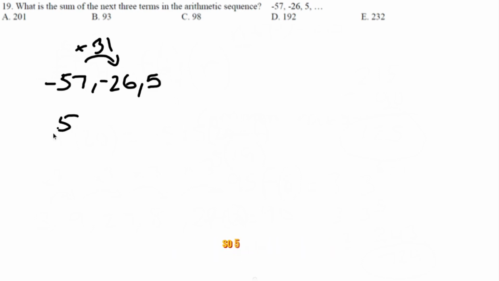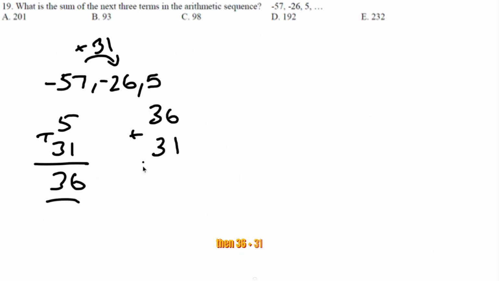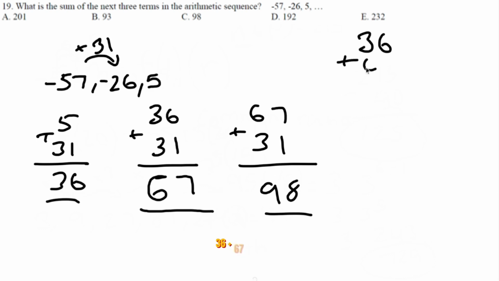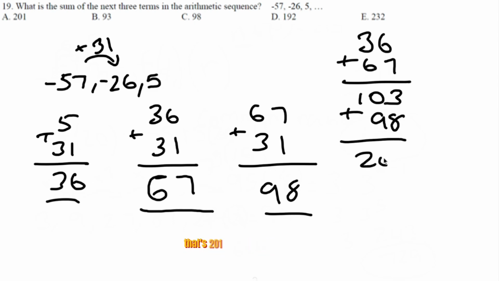So 5 plus 31 is 36. So that's our first number. Then 36 plus 31 is 67. Now 67 plus 31 is 98. Alright, now we just have to add up 36, 67, and 98. Alright, 36 plus 67, that's 103. And 103 plus 98, that's 201. And that's your answer.